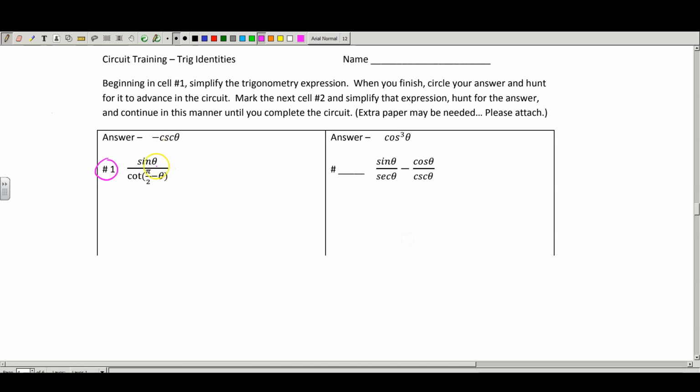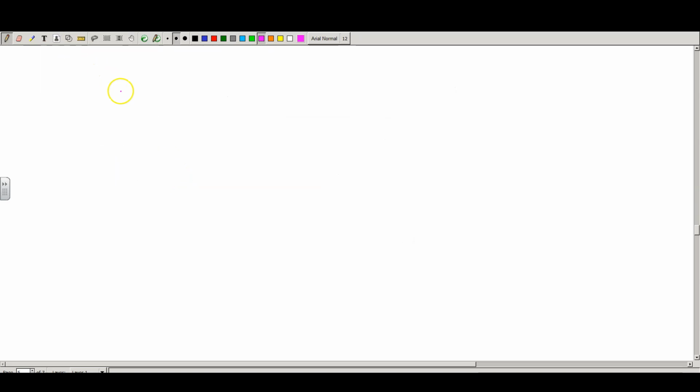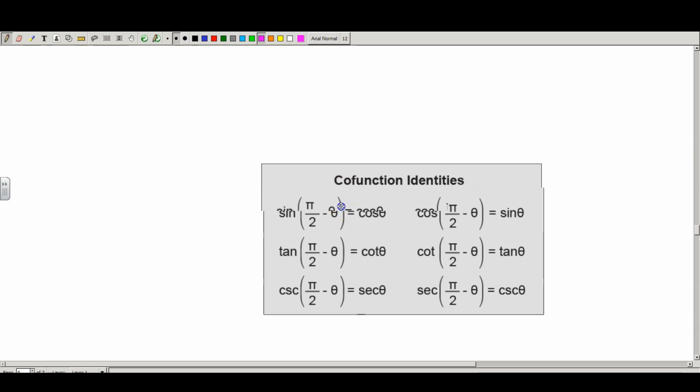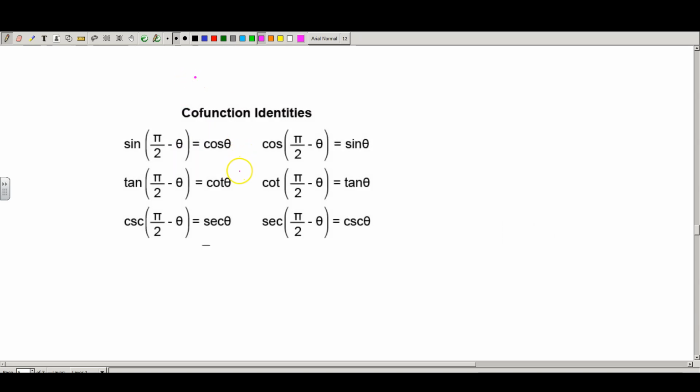If you know the identities for this, which I don't think we wrote down yet, it's the cotangent of pi over 2 minus theta. I'm just going to quickly tell you what that one is, because I don't think we wrote that one down. But besides all the trig identities that we already wrote down, there are even more. There's lots more. There are identities called cofunction identities, which you can certainly just Google: trig identities. You're going to see a lot of cheat sheets with a lot of trig identities on them. I'm going to bring up these cofunction identities, which are right here.